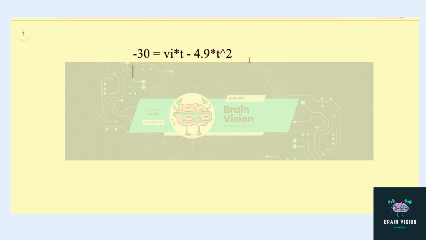And we're told that t is 5, and so solving, we get that the initial velocity is negative 30 plus 4.9 times 5 squared, all of that divided by time, which is 5. Solving, we find that the initial velocity must have been 18.5 meters per second.